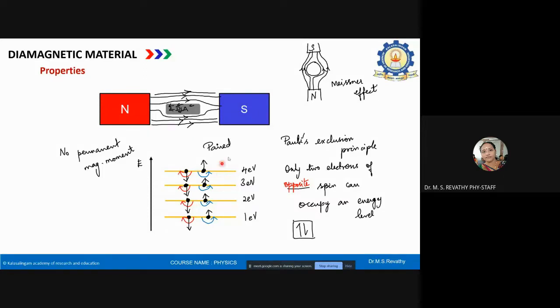So there is a criteria for placing these electrons. According to Pauli's exclusion principle, in an energy level, only two electrons can be placed. That too, both electrons should have opposite spin. They should not have the same spin. So this is the Pauli's exclusion principle. Only two electrons of opposite spin can occupy an energy level.